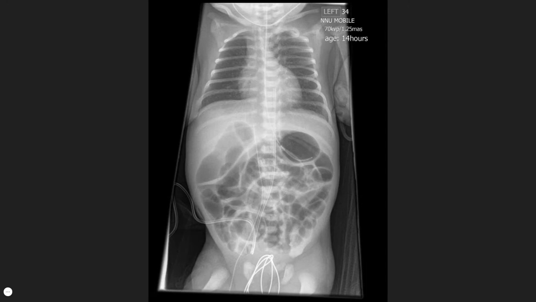This is the same image from 2 slides ago. This image has several tubes, an NG tube, a long line, and a UAC. The UAC, which is seen to dip and ascend into the right internal iliac artery, has its tip projected over T7, T8. The tip of the nasogastric tube is within the stomach, and the right lower limb long line tip is projected over the intrahepatic IVC. We know that this is a long line rather than a UVC, as we can see it ascending up from the lower limb.